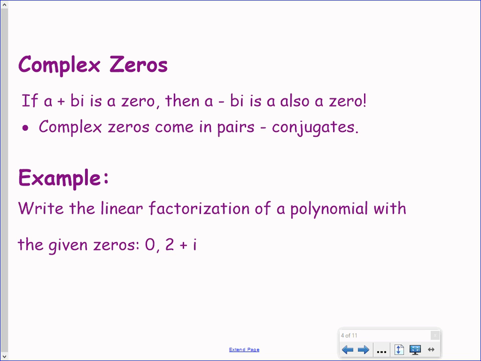That's also true for the irrational zeros. So if 2 plus the square root of 3 is a 0, 2 minus the square root of 3 also has to be a 0, because the plus or minus comes from the square root. Okay, so we're going to just write the linear factorization of a polynomial that has the given zeros: 0 and 2 plus i.